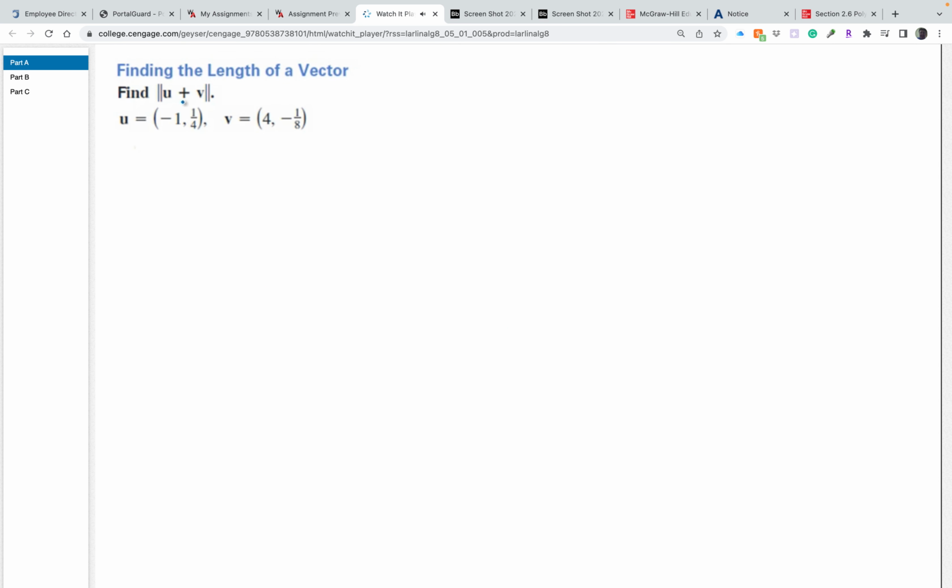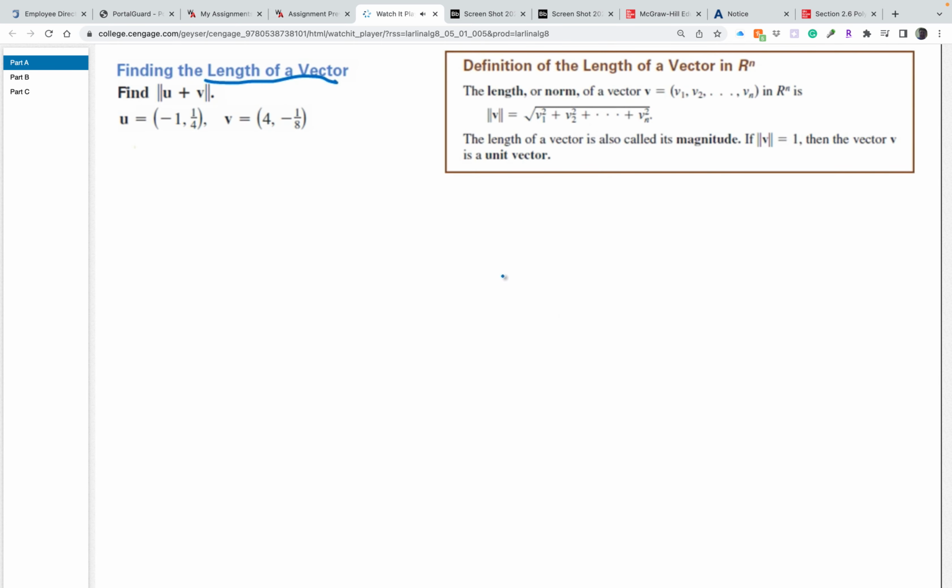Find the length of u plus v, where u is the vector in R2 with components -1 and 1/4, and v is a vector in R2 with components 4 and -1/8. So we have a definition for finding the length of a vector. Our definition says that to find the length of a vector, we simply take the square root of the sum of the squares of the components. But in this case, we're finding the length of the vector u plus v. So we're first going to have to determine u plus v.